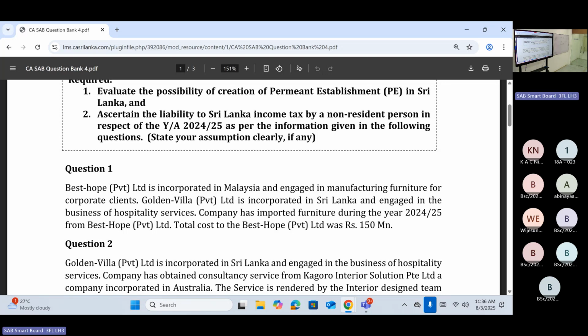Under the DTA, which income category is this? The business income. If it is business income, then we have to check whether there is a permanent establishment in Sri Lanka for the non-resident person.